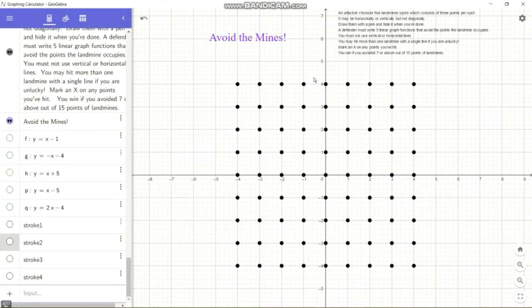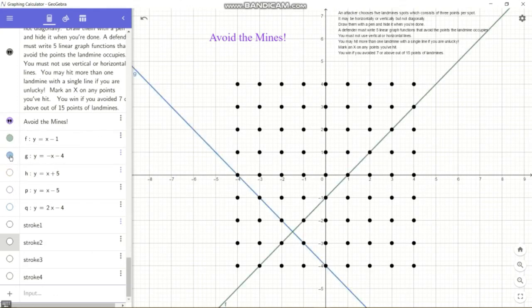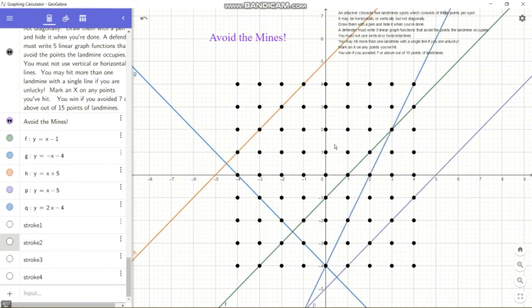After that, the defender must write 5 linear graph functions to avoid the points that the landmine occupies, and the defender cannot use vertical or horizontal lines. So, okay, this is the first function, the second, third, fourth, and fifth. So how do we know if the defender wins or not?